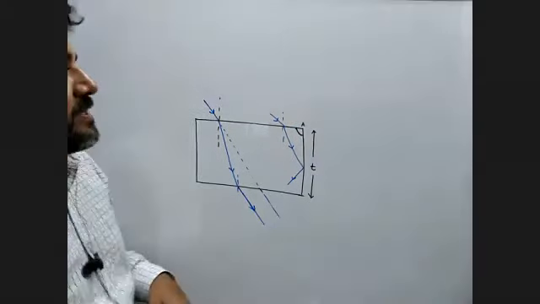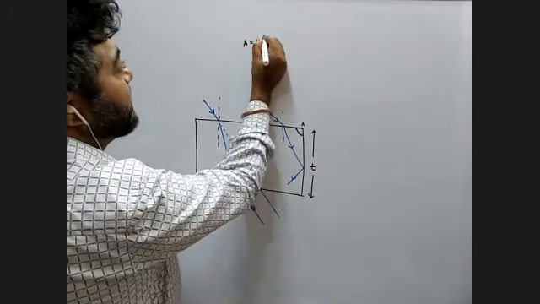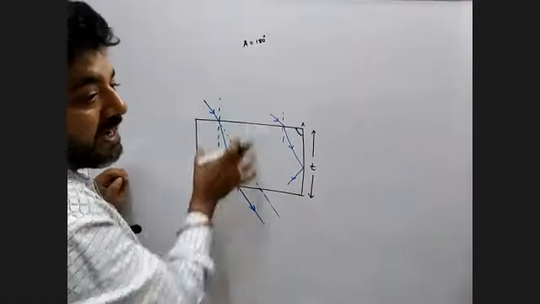Yes, sir. If the angle of the prism is 180 degrees, that means they are parallel. They must be parallel.